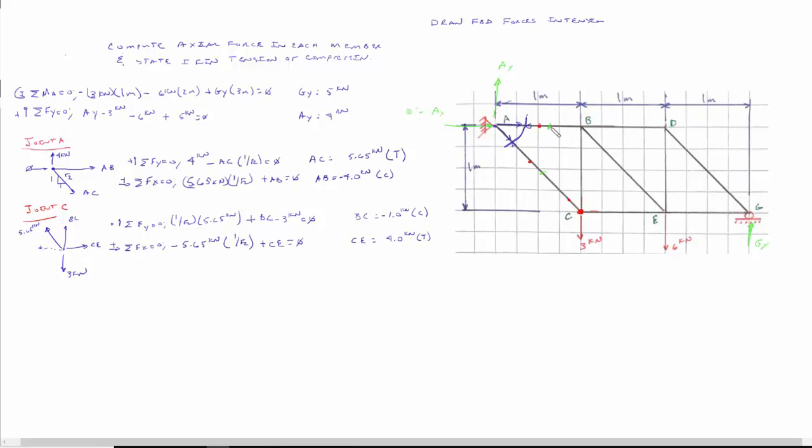So I'm just going to kind of come over here and scroll and mark the ones I've computed. So I've computed AB, AC, I've computed BC, I have computed CE. So really, I need BE, BD, DE, DG, and EG. Phew, that's a lot to say. So what did I do next? Well, I did joint B. So I looked here at joint B.